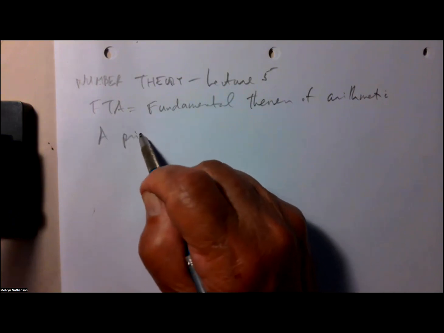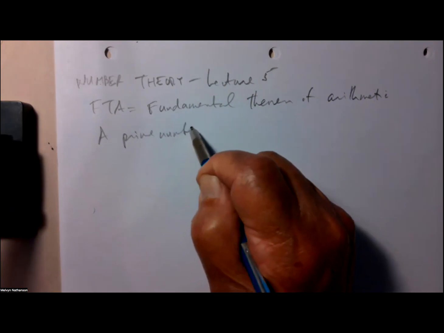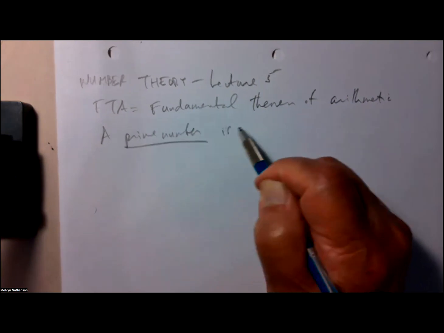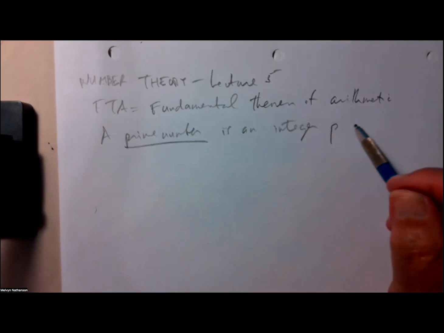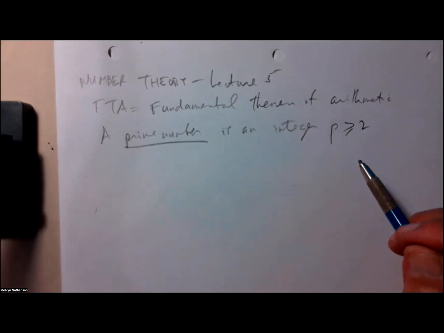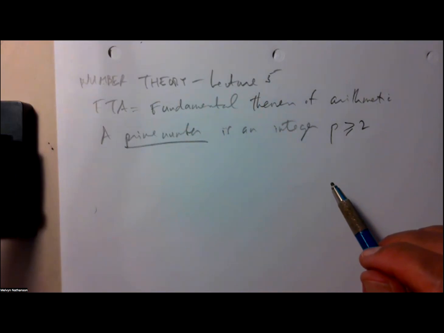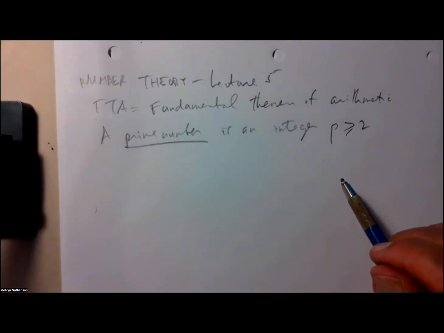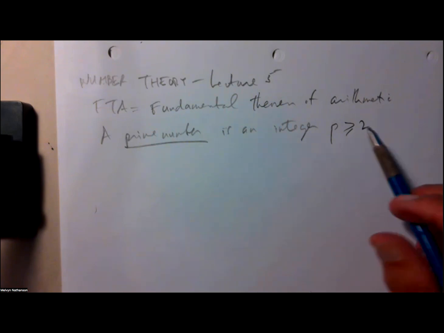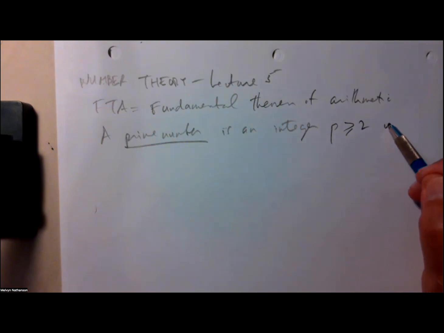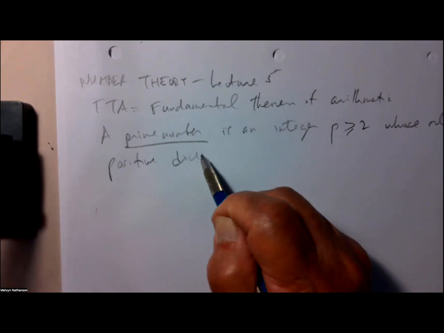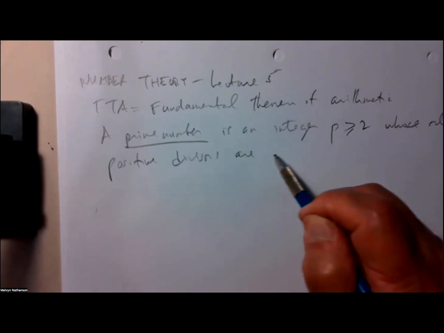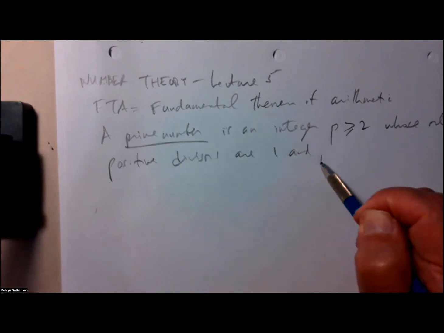So first of all, a prime number is an integer p greater than or equal to 2. A prime number is not 1, a prime number is not 0, a prime number is not negative. It's an integer greater than or equal to 2 whose only positive divisors are 1 and p.